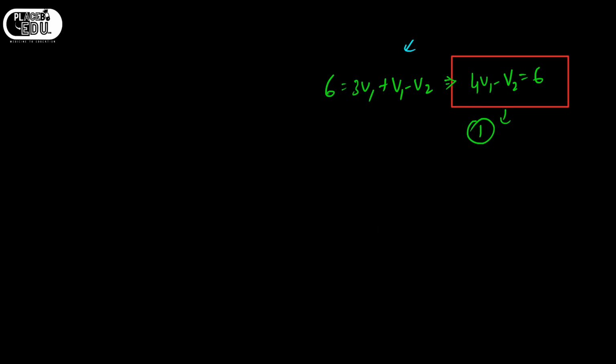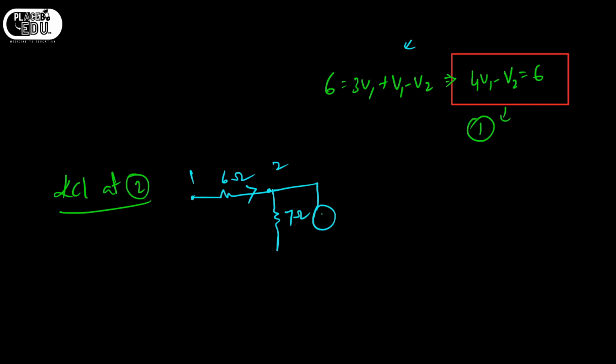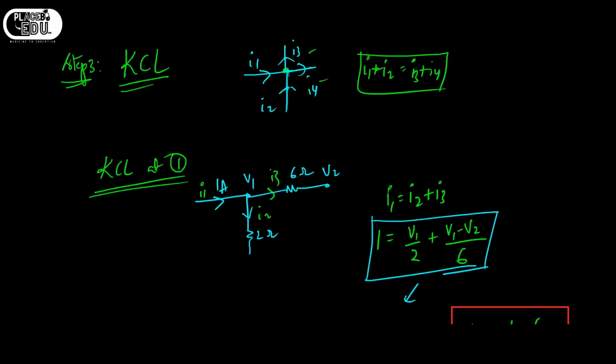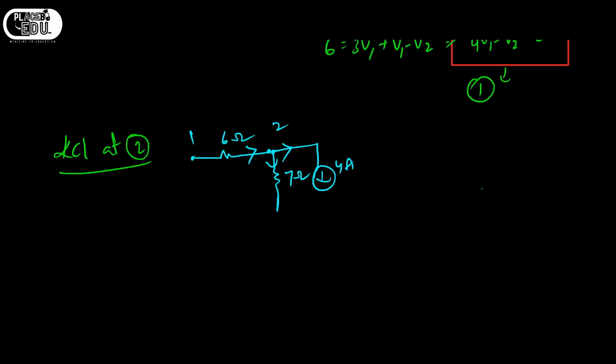Now coming to KCL at node 2. We have a node 2 like this. It is 6 ohms. This is node 1. So this is I, this is 7 ohms, and this one is 4 amps. So now the currents are flowing like this. I have already given the name for this, this is I3. Let this be I4 and I5. So I3 is equal to I4 plus I5.